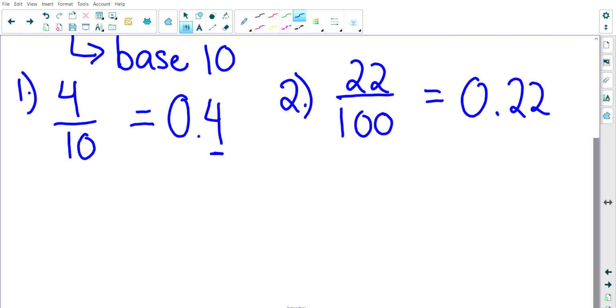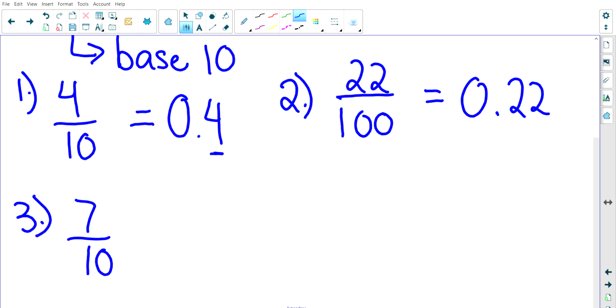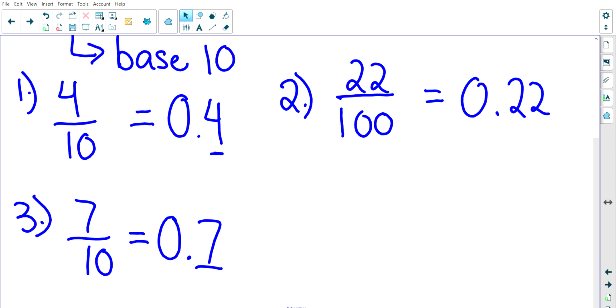So go ahead for number 3. We're going to write 7 tenths as a fraction. Then we are going to write this as a decimal. We have no wholes, so we write a 0, then a decimal point, and this is tenths, so our 7 needs to be in the tenths place. We read this decimal as 0 and 7 tenths. All right, hopefully that is starting to come back to you from our first lessons together.